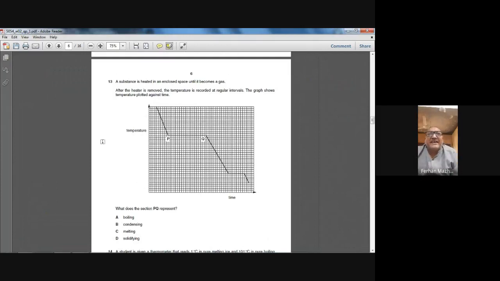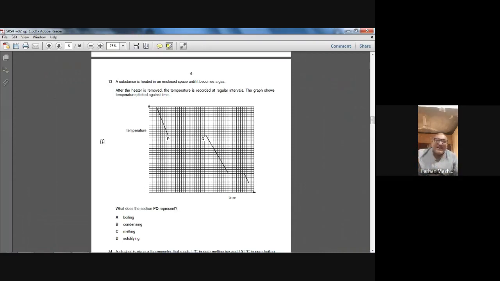A substance is heated in an enclosed space until it becomes a gas. After the heater is removed, now it was gas and now we will let it cool. The temperature is recorded at regular intervals. The graph shows the temperature plotted against time. What does the section PQ represent? It was a gas and it is cooling.